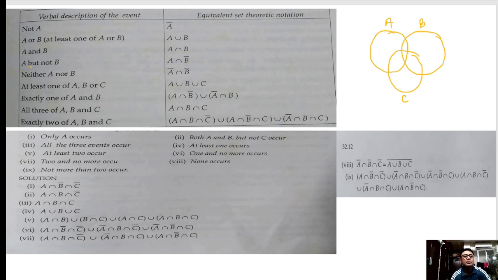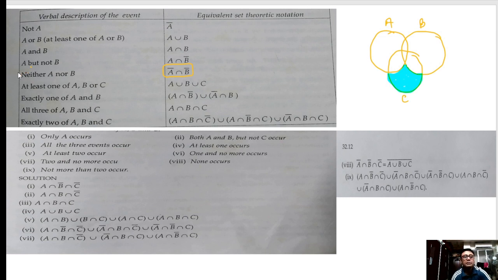The next thing is neither A nor B. That means I don't want A or B. So it is A complement intersection B complement. What will be the portion? I don't want A or B. So neither A nor B is this portion. This is that portion which is neither A nor B. Clear?